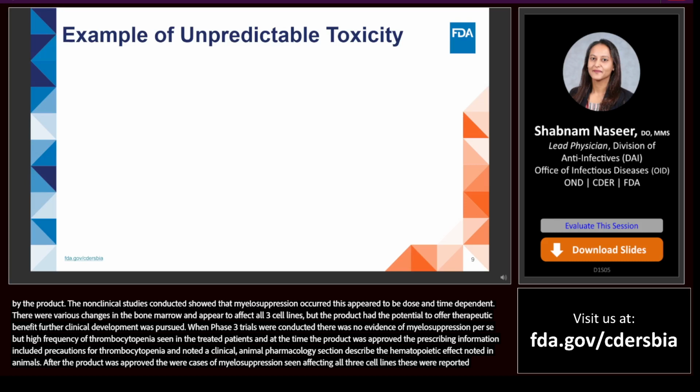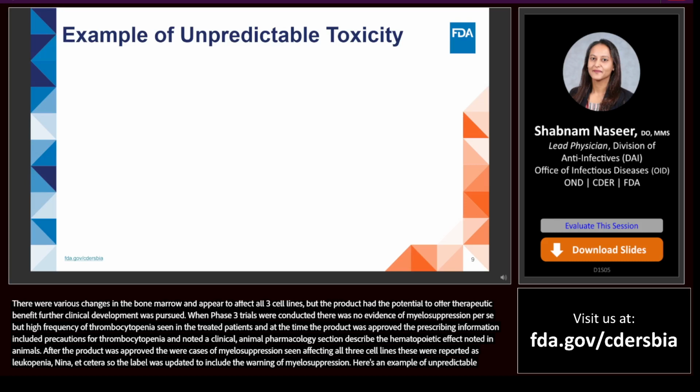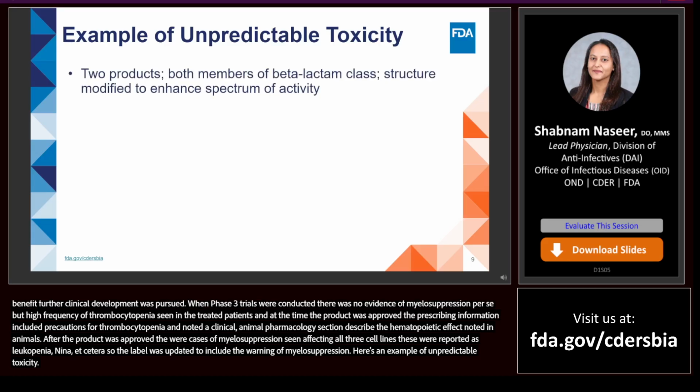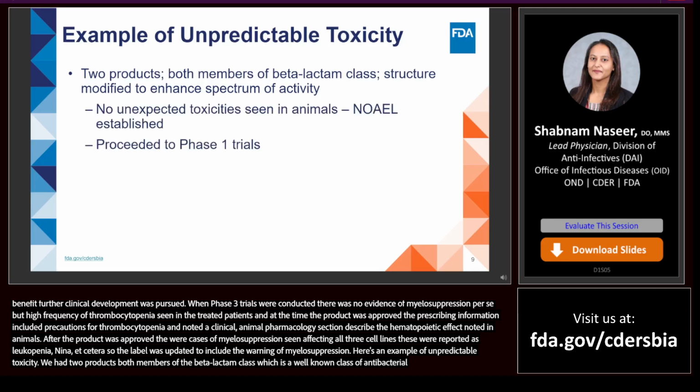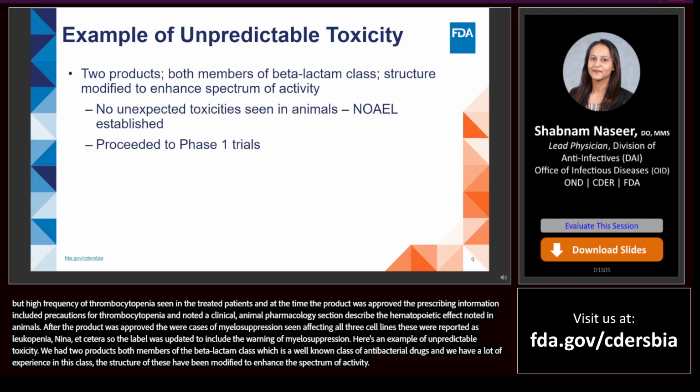Here's an example of unpredictable toxicity. So we had two products, both were members of the beta-lactam class, which is a very well-known class of antibacterial drugs, and we have a lot of experience in this class. The structure of these beta-lactams, however, had been modified to enhance the spectrum of activity. There were no unexpected toxicities seen in animals, so both of the sponsors proceeded to conduct their phase 1 studies.